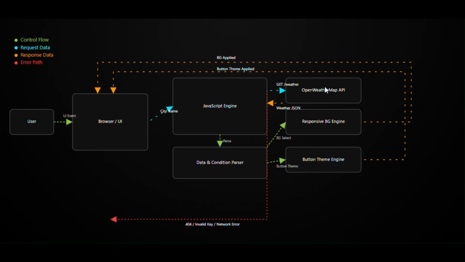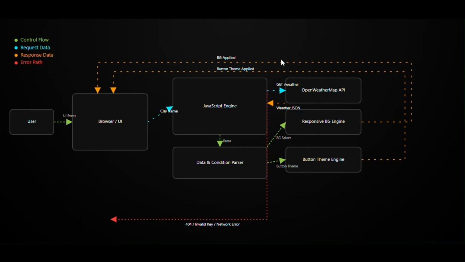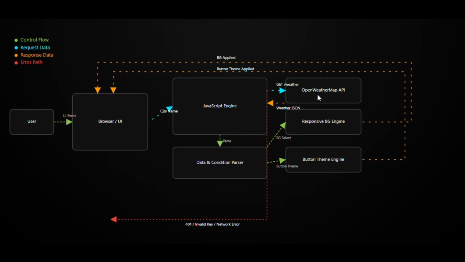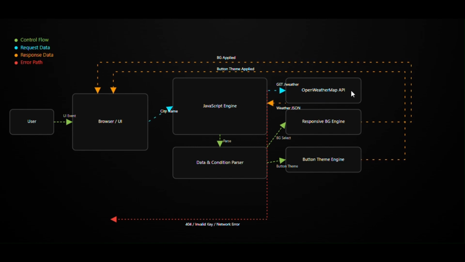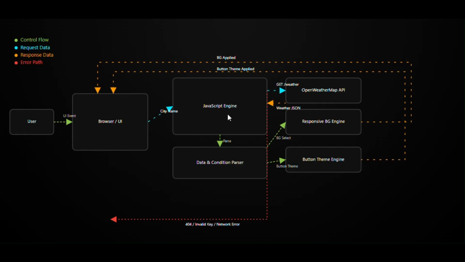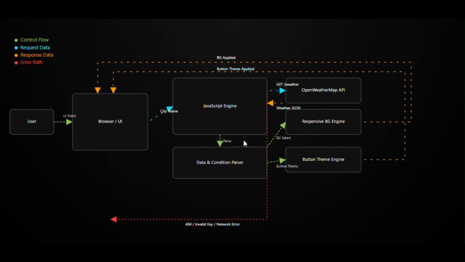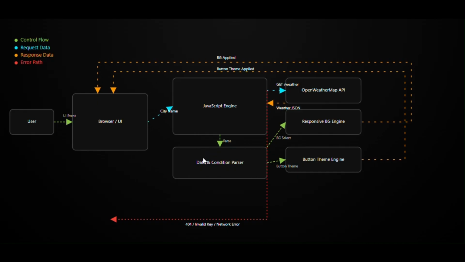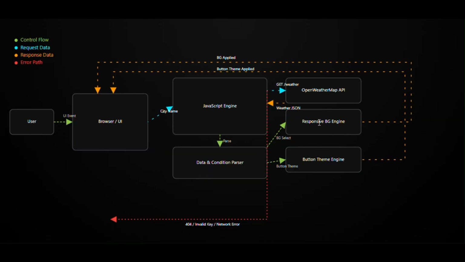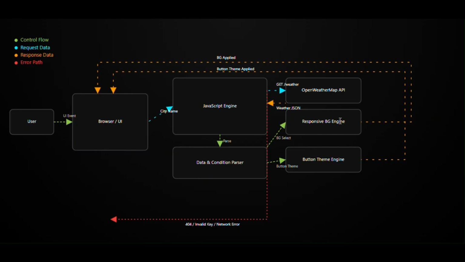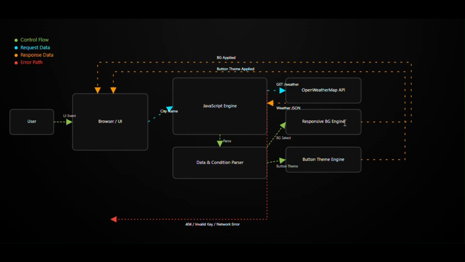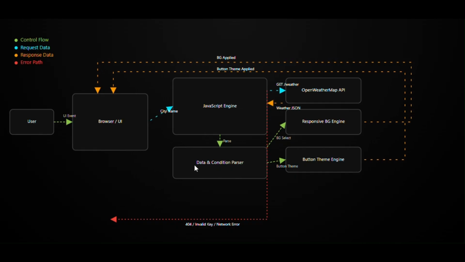There is one mistake in this flow, sorry for that. It is a small minor mistake, but it causes a lot. This is the JS engine. It passes the URL, and the API passes the JSON response, that is JSON data. That JSON data gets passed to the data and condition parser. Here we extract the important values from the data, and that data is passed to this, and this responsive BG engine returns BG applied, meaning background applied, not the data. The important data is directly returned from here.